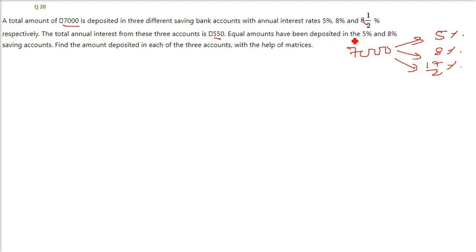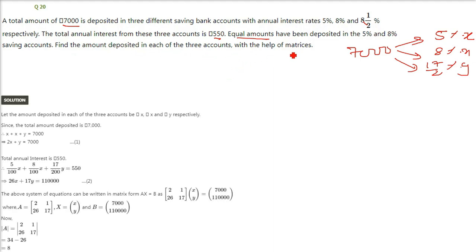Equal amounts have been deposited in 5% and 8%. So there will be no x, y, z. There will be only x and y. How? Because the amounts at 5% and 8% are the same. It is given that equal amounts have been deposited. So what will be the equation here? Find the amount deposited in each of the 3 accounts with the help of matrices.